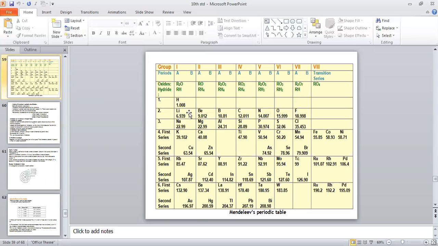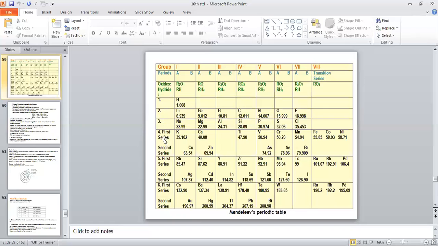Then next is lithium, beryllium, boron, carbon, nitrogen, oxygen, and fluorine. So this mass goes on increasing. Mass of hydrogen is 1.008, lithium 6.939, beryllium 9.012, like this. Mass goes on increasing. According to this, these elements are arranged.